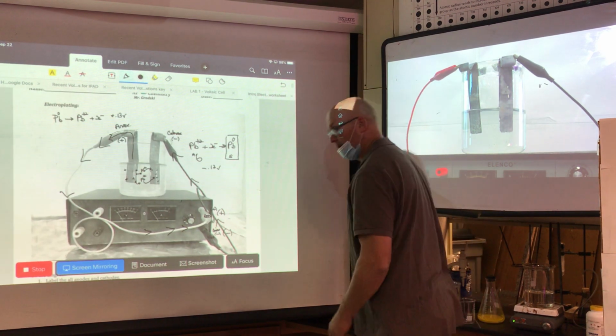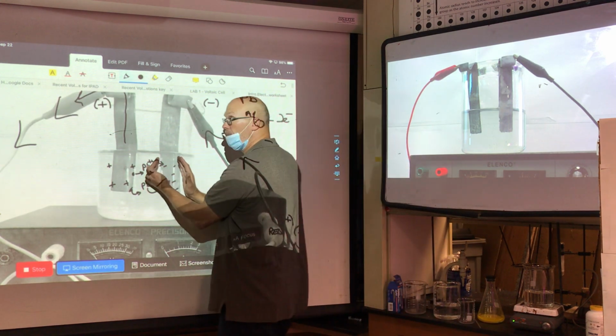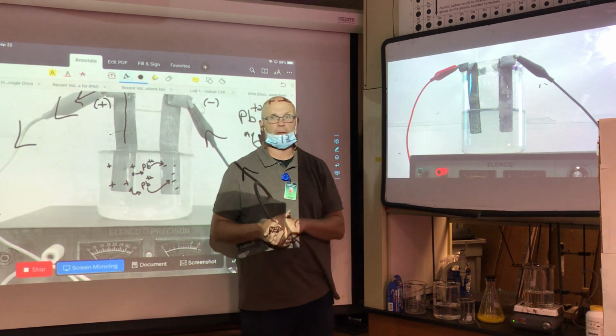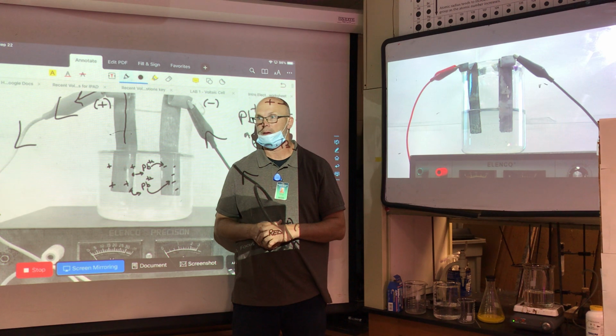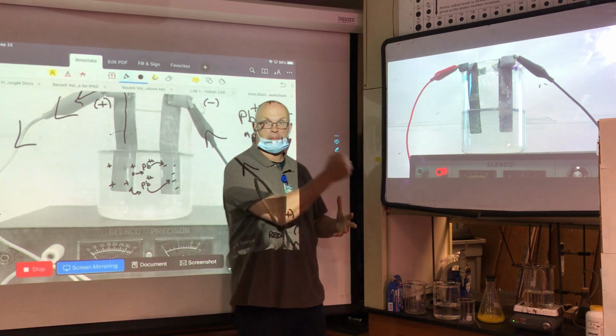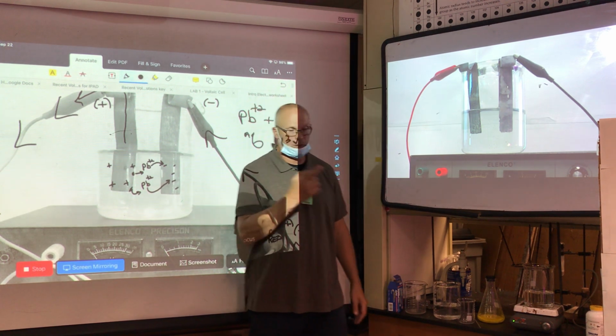We expect plating, we expect the lead to build up here, and this one to get smaller if I turn it on. How come it's not working right now? Why do I need the battery on? Not spontaneous. I need a power source. I need someone to use energy to make this happen. This doesn't occur by itself. There's no pathway. So let's turn it on.